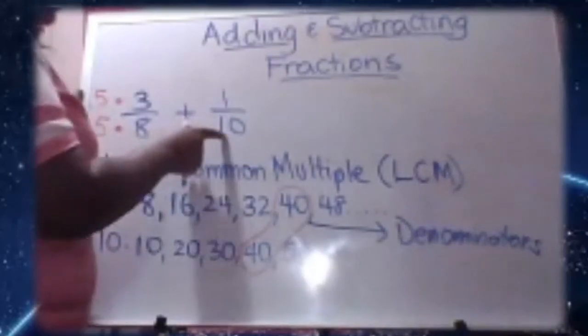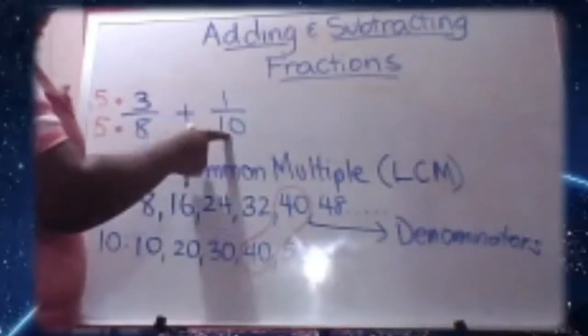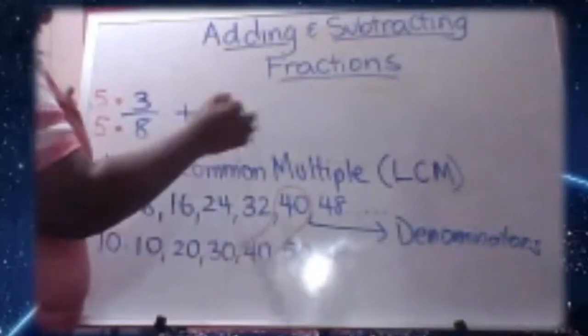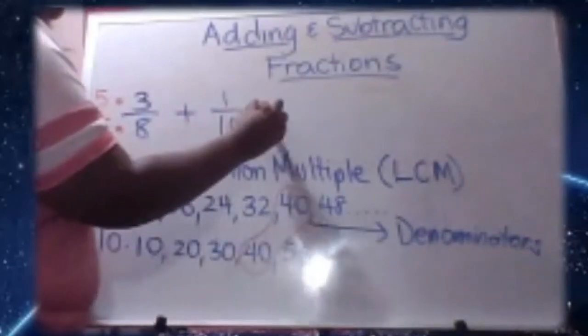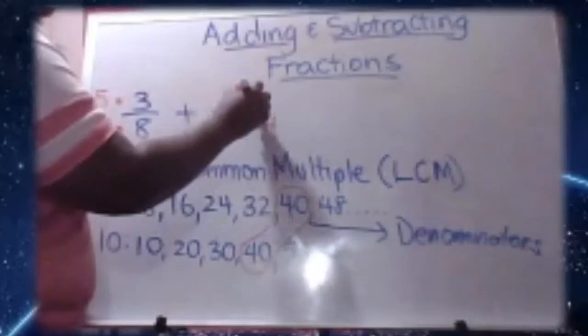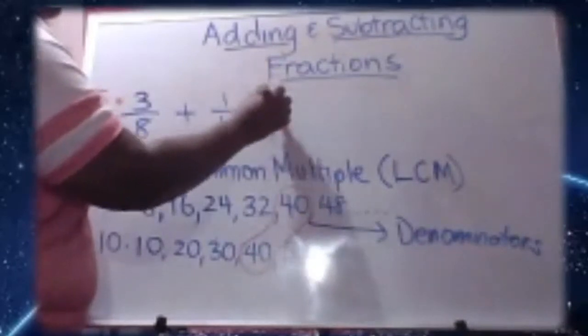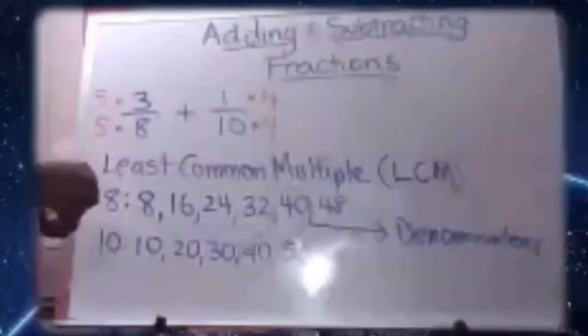Okay, now I do the same for 10. I have to think, how does 10 become 40? Well, 10 times 4 gives me 40. What I do on the bottom of the fraction, I must do the same thing on the top to get an equivalent fraction.